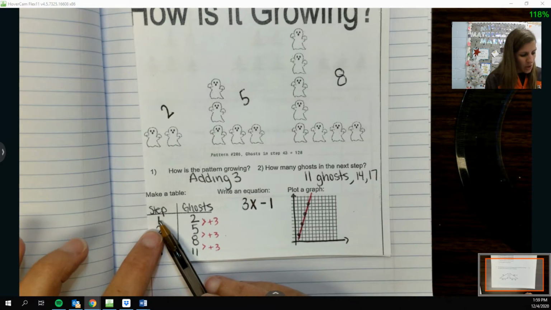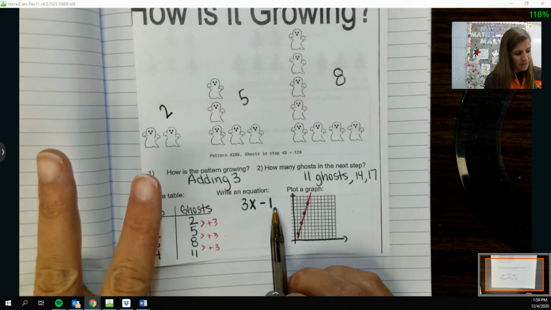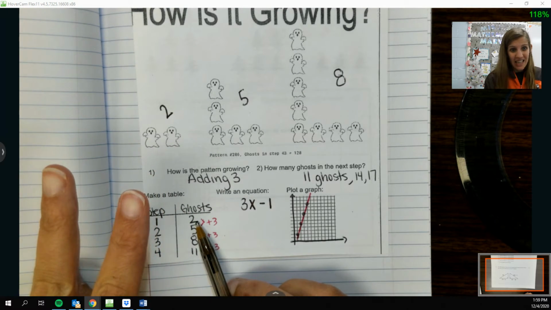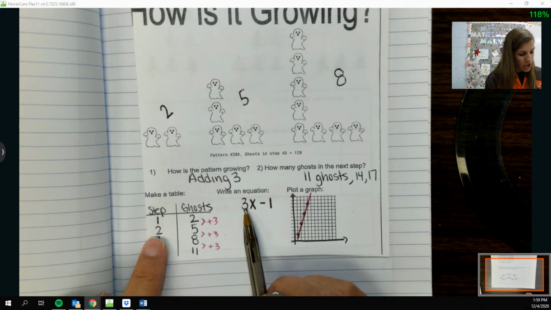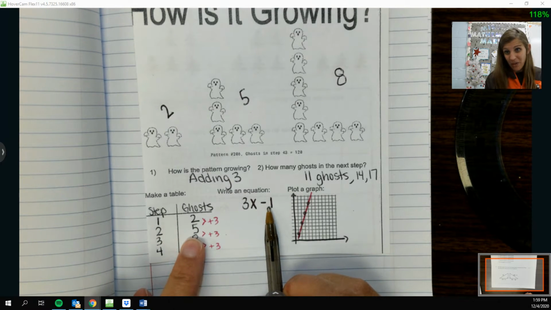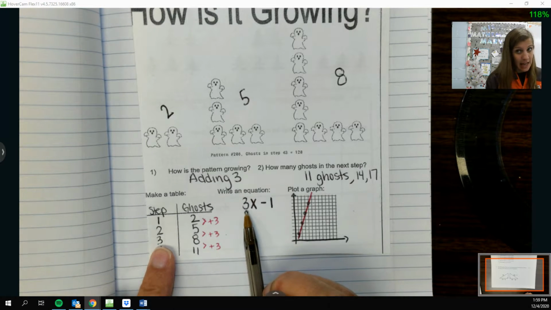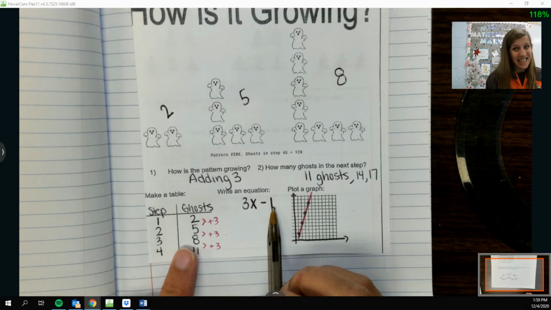But if I do 1 times 3, that's 3, and then subtract 1, and I have 2 ghosts. If I do 3 times 2, that's 6, subtract 1, I get my number of ghosts. I think it'll work again as well. If I do 3 times 3, that's 9, minus 1 is 8 ghosts.